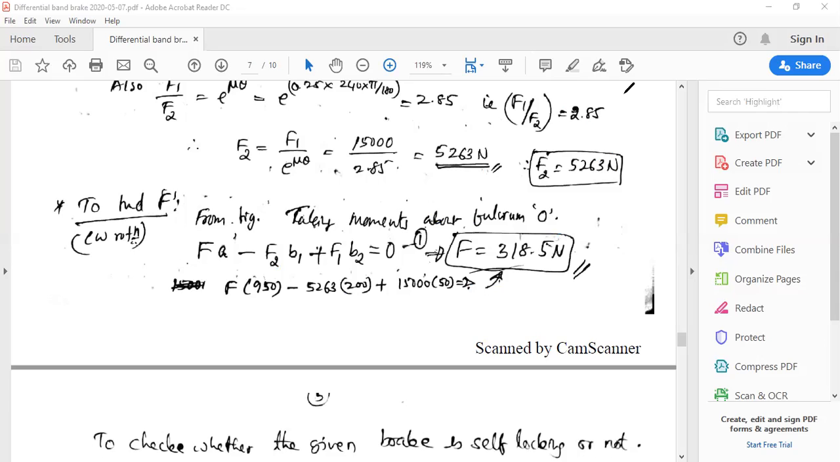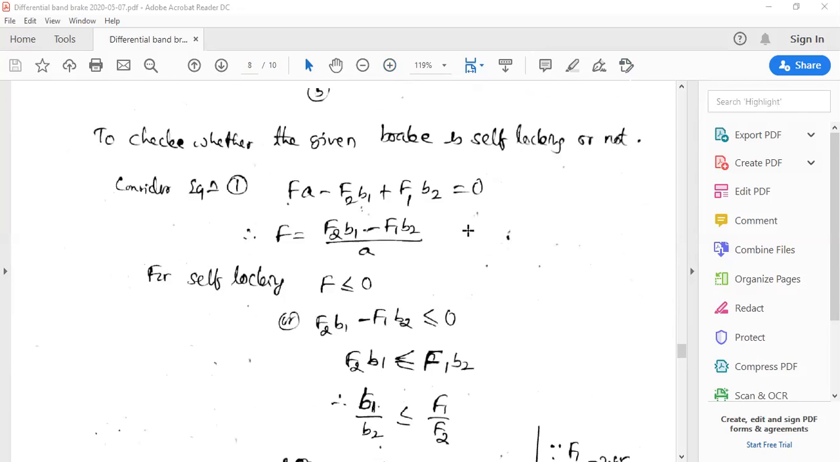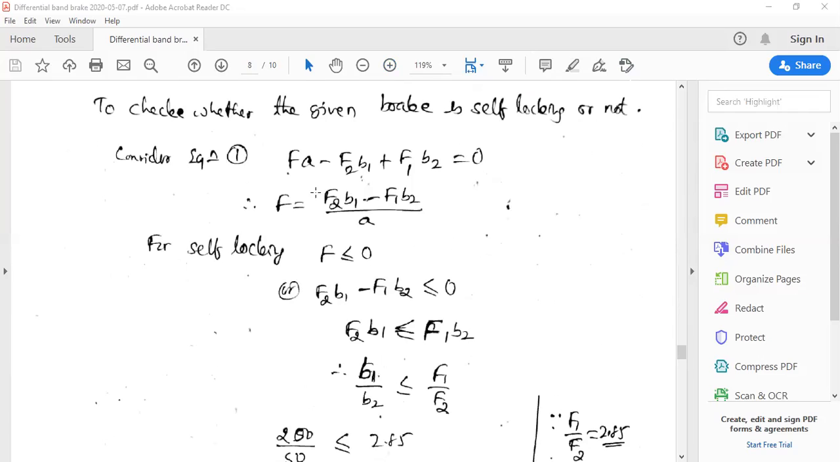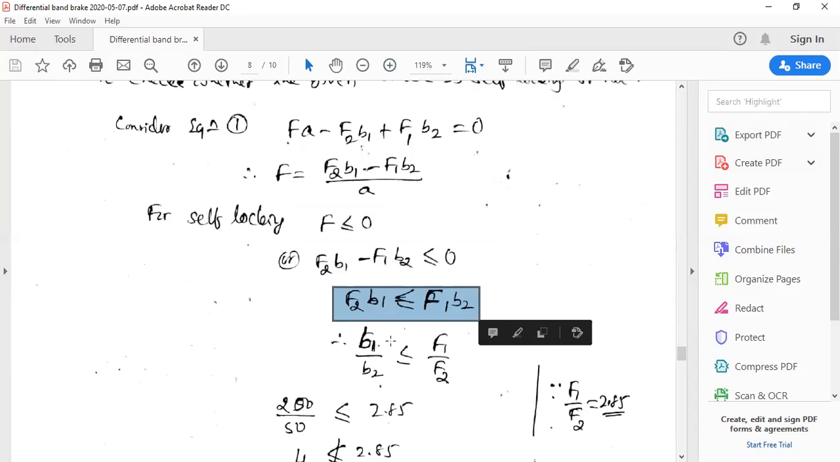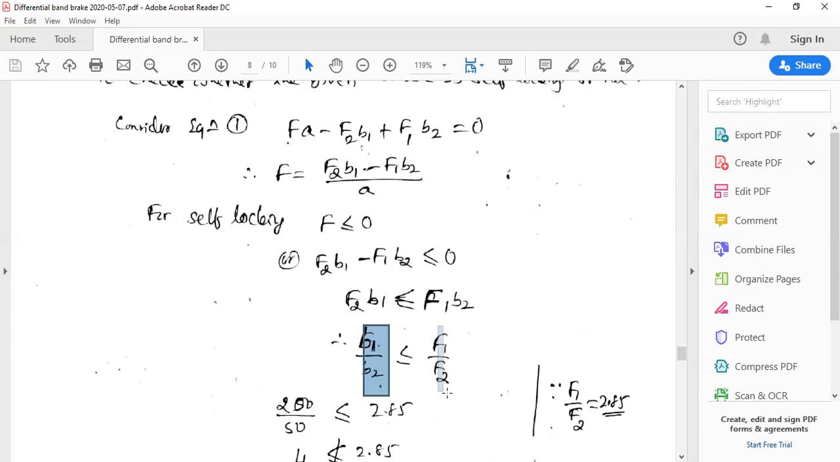Next, in the next step, we have to check whether the given brake is self-locking or not. For self-locking, what is the condition? That condition we know, F is less than or equal to 0. So we have to write a condition for this equation as less than or equal to 0. Therefore, F2b1 minus F1b2 is less than or equal to 0. And again F2b1, and minus F1b2 is taken to the other side, so that it is less than or equal to F1b2, and b1 by b2 is less than or equal to F1 by F2.